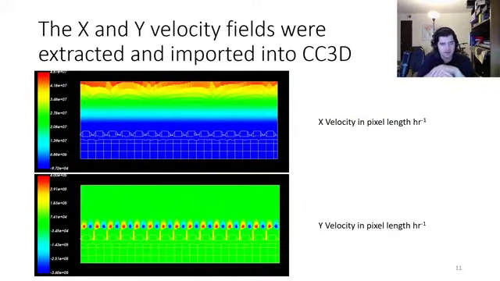We extracted the X and Y velocity fields and imported them into our CompuCell 3D simulation. The artifacting that you can see in this top image is due to differences in the mesh sizing versus the pixel sizes used in CompuCell 3D.